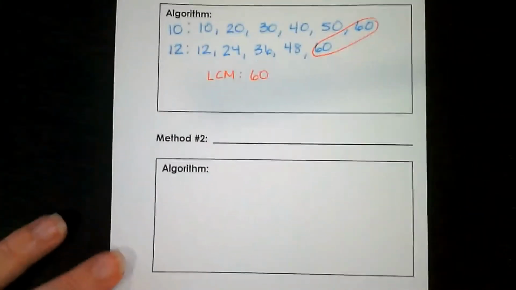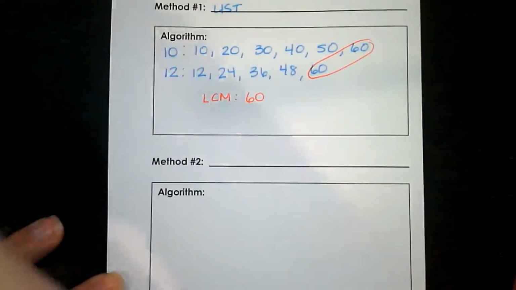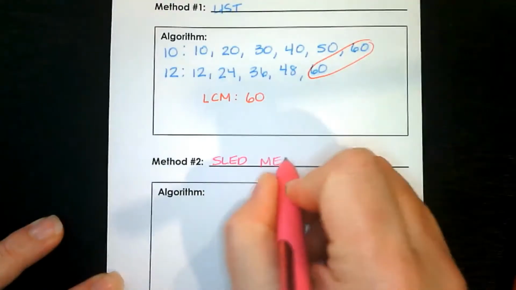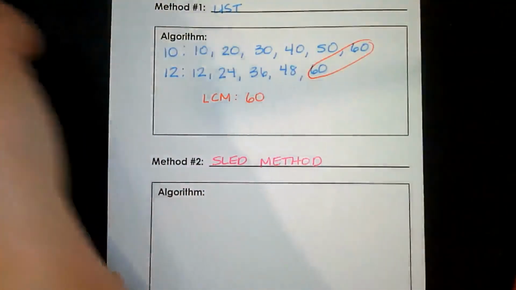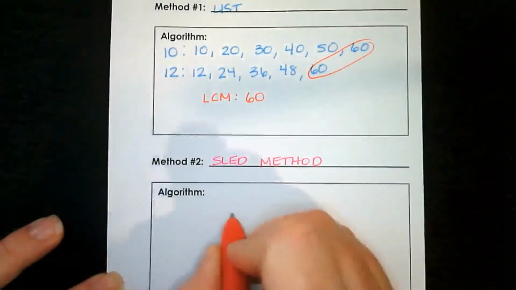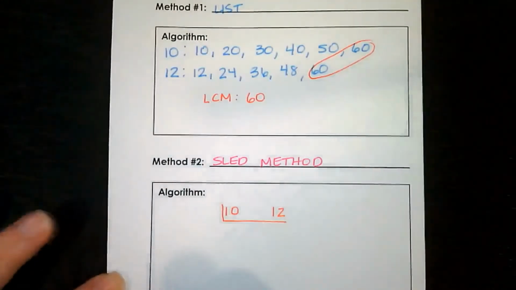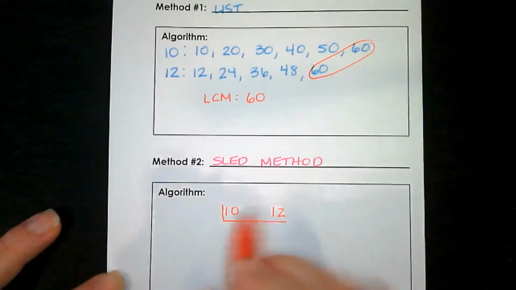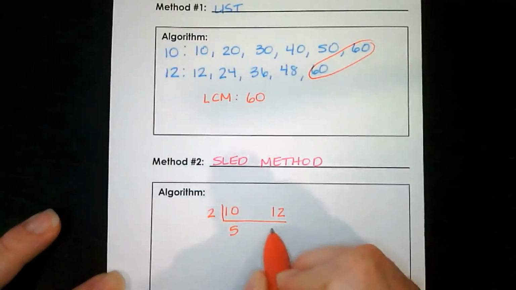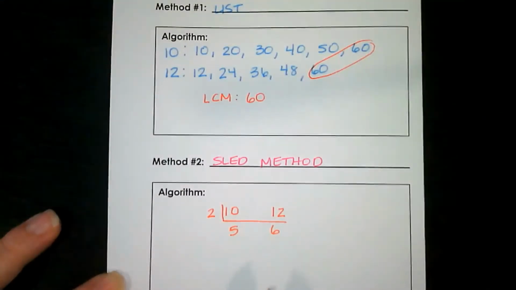Now we can go back to the same type of method that we used for GCF and use the sled method to also find the LCM. To do the sled method, we do the same thing that we did on GCF. So we're going to put the two numbers, in this case it's 10 and 12, on a sled, dividing by common factors. So the common factor between 10 and 12 is 2. 2 goes into 10 5 times, and 2 goes into 12 6 times. 5 and 6 share no common factor other than the number 1, so we're done.